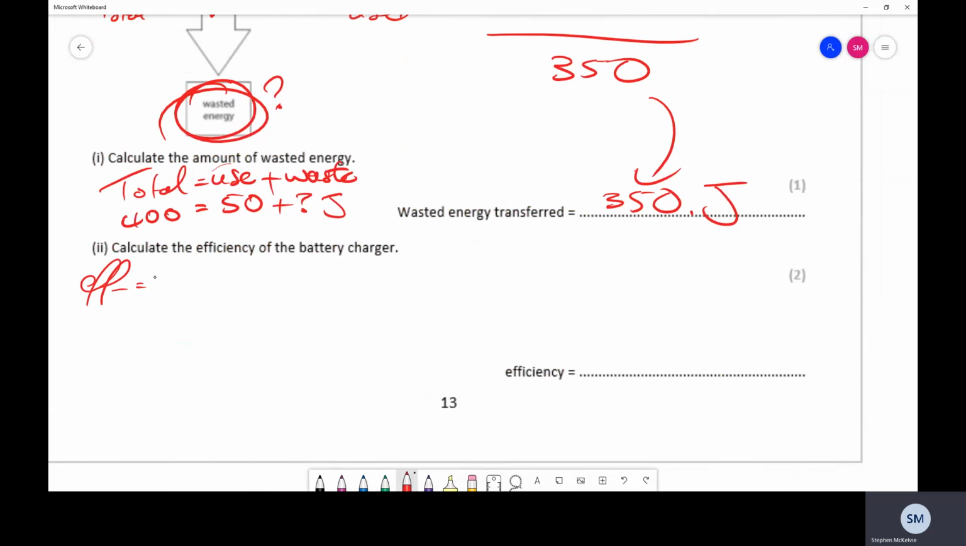Well, the efficiency will be measured in either percentages or as a decimal. Here, it's left up to me, so it can be either. Useful is equal to 50 joules. Total is equal to 400 joules.